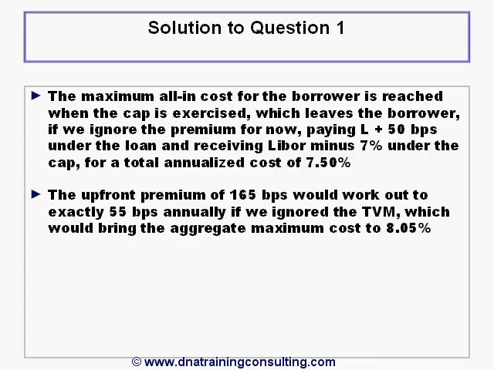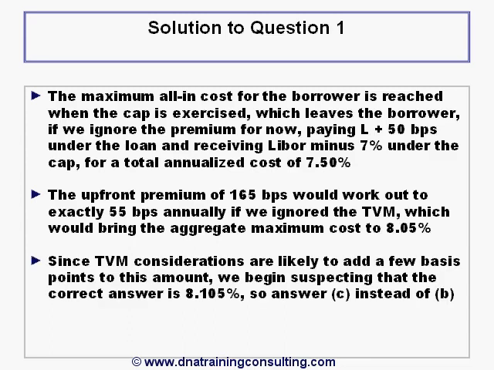The upfront premium of 165 basis points would work out to exactly 55 basis points annually if we ignored the time value of money, which would bring the total maximum cost to 8.05%. Since time value of money considerations are likely to add a few basis points to this amount, we begin suspecting that the correct answer is 8.105%, so answer C instead of B.